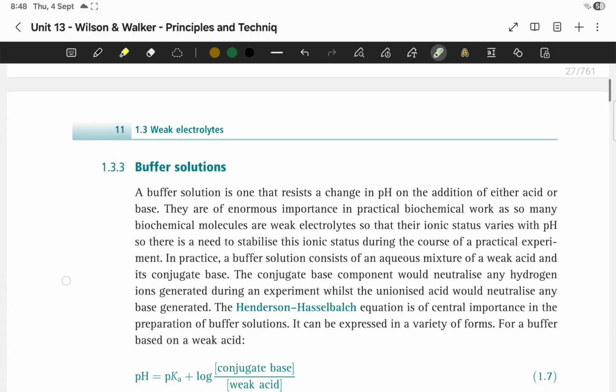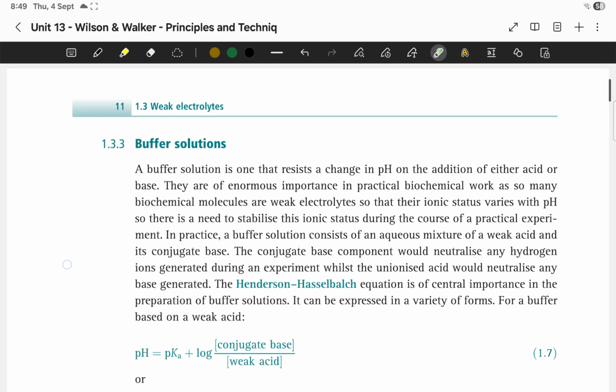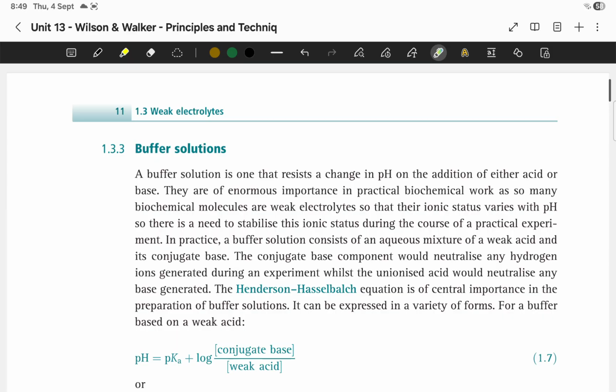It's already been about an hour and we have just reached 1.13, buffer solutions. A buffer solution is one that resists a change in pH on the addition of either acids or bases. Why is this important in biochemical work? So many biochemical molecules are weak electrolytes, so their ionic status varies with pH. So there is a need to stabilize the ionic status.